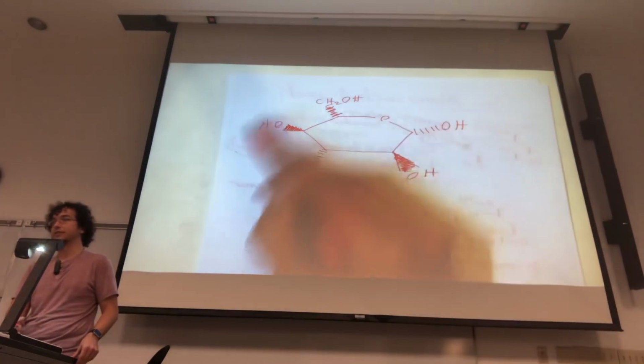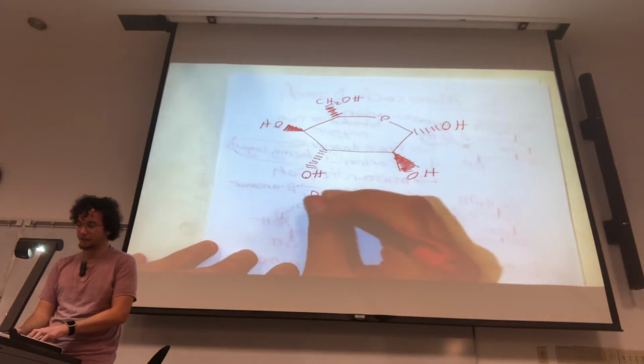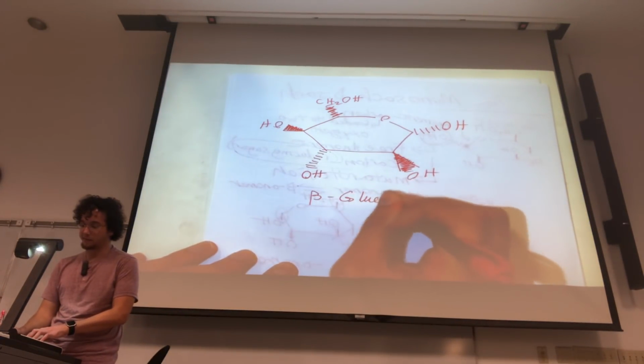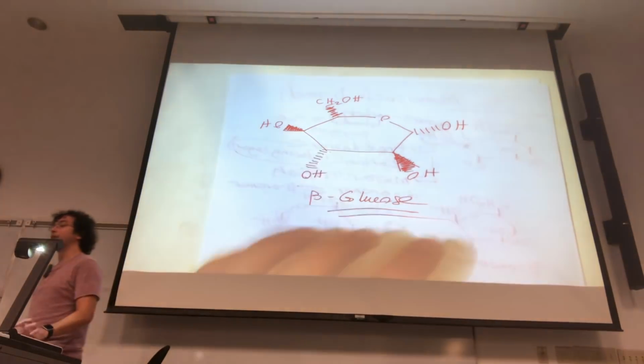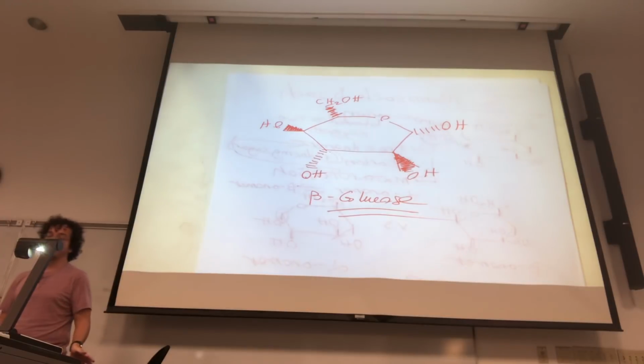Someone tell me what sugar this is. It is glucose, and specifically it is beta glucose. Exactly. Alright, so if one or more sugars happen to be drawn in this pattern, again, don't panic.